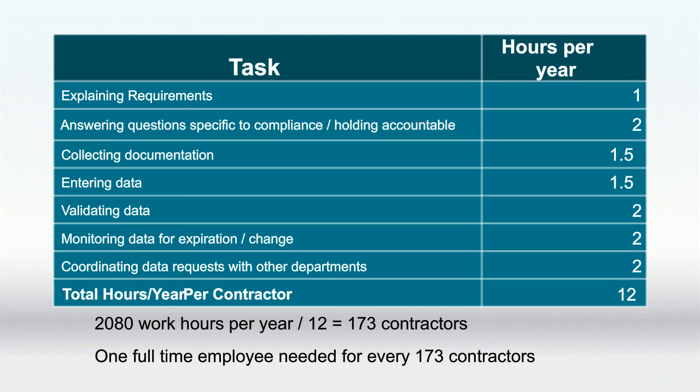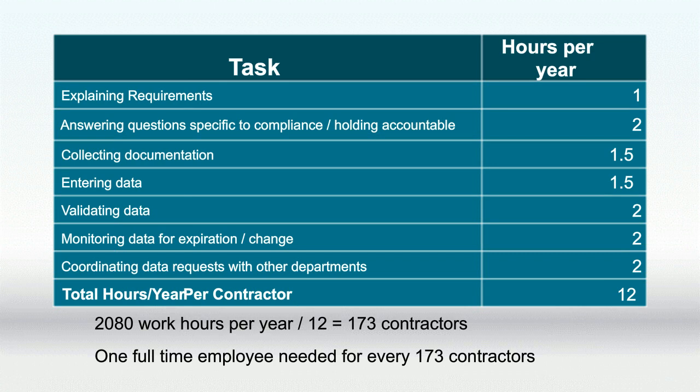Absolutely. Looking at this slide, you should figure, per contractor, an hour per year explaining requirements, 2 hours per year answering questions specific to compliance and holding them accountable, 1.5 hours a year collecting documentation, 1.5 hours a year entering data into a spreadsheet, 2 hours validating that data, 2 hours monitoring that data for expiration, and another 2 hours a year coordinating with other departments that you share the data with. Essentially, you're looking at 12 hours per year spent per contractor.